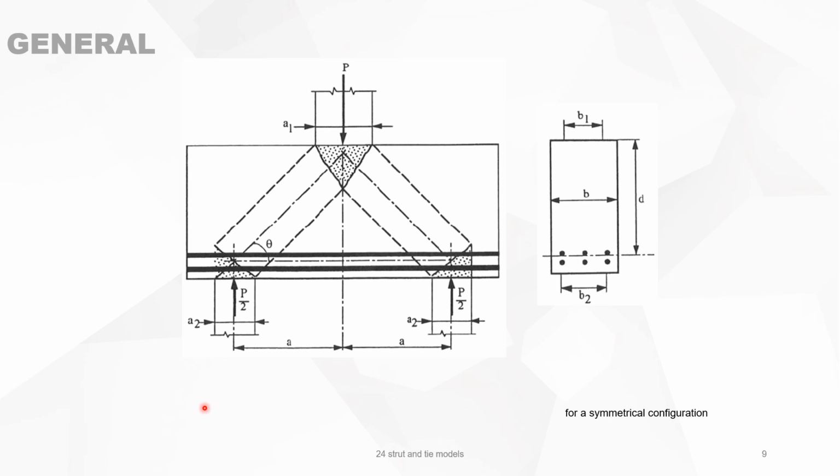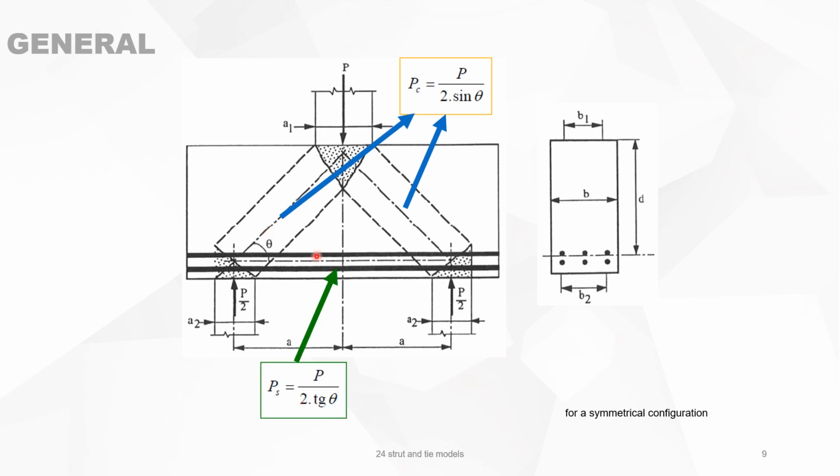So now let's look again at the foundation block for a symmetrical configuration to make life easy. Then we see that for the column load P, the normal force in the struts is P over 2 divided by sinus theta, and theta is the strut angle. The tension force in the tie is then P over 2 divided by tangents theta, and from this tension force, we can directly calculate the needed reinforcement in the tie, which is just the tension force in the ties divided by the yield strength of the steel.